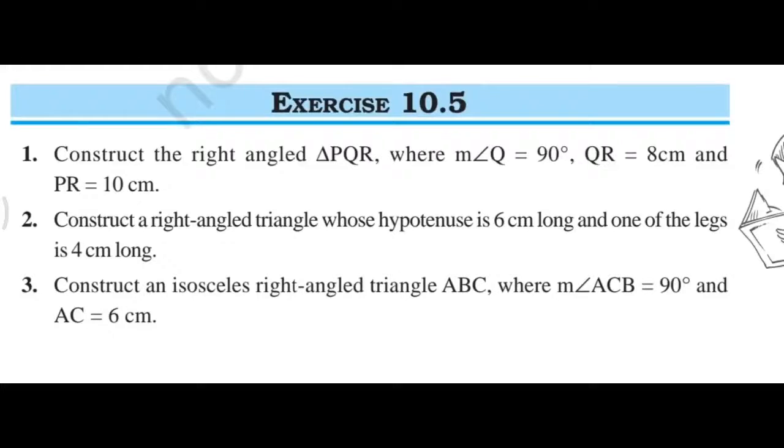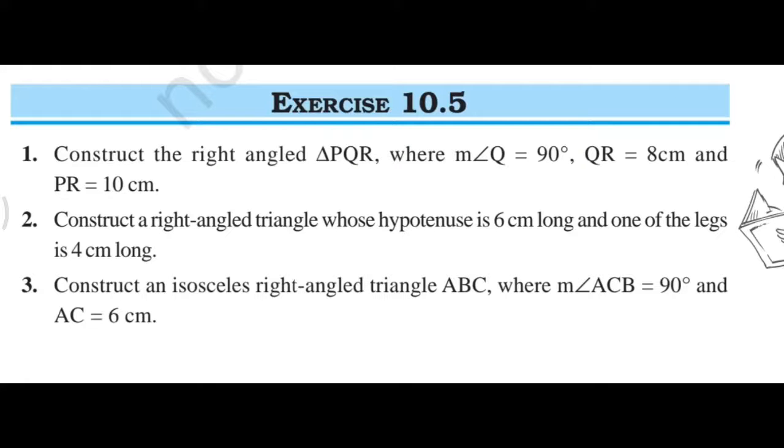Question number 3. Construct an isosceles right angle triangle ABC where angle ACB is equal to 90 degree and AC is equal to 6 centimeter. So here we are required to draw isosceles right triangle. In isosceles right triangle you can see two sides will be equal and one angle is of 90 degree. Then this type of triangle is called isosceles right angle triangle, or here angle ACB we will take 90 degree.